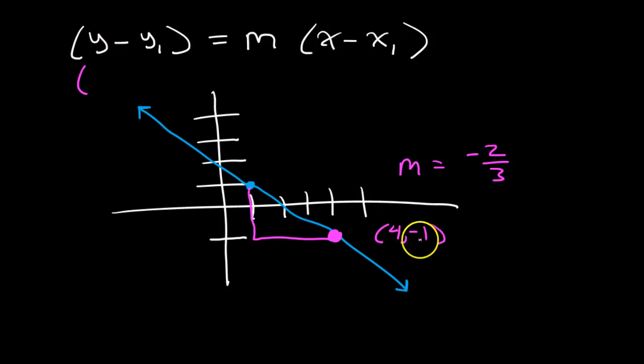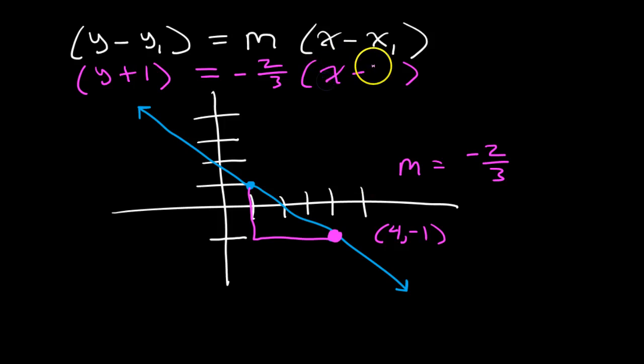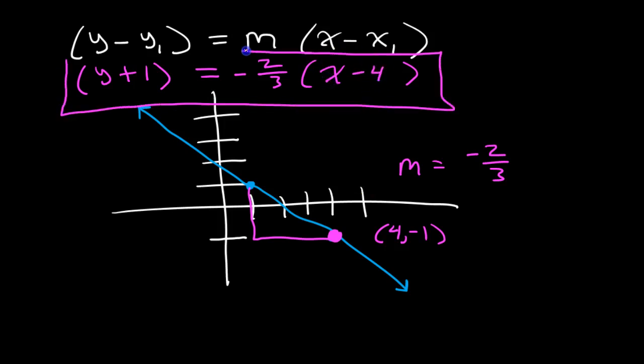So just be careful that the y coordinate goes here, but I will do the opposite because of the negative sign. So I will have y plus 1 because of the negative 1 is equal to, now here comes the slope, negative 2/3. Now here comes the x part, so I'm going to do the opposite of the x coordinate, and I'll have x minus 4. And that's it. This would be the equation of this line in point-slope form. It's just that easy.